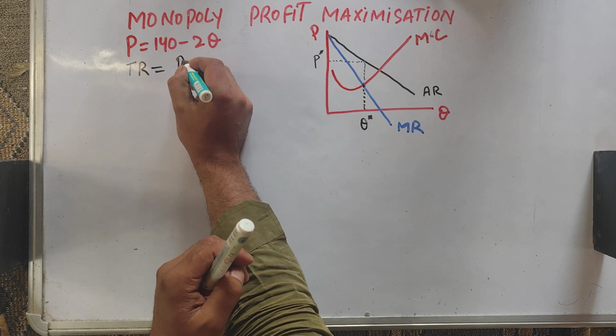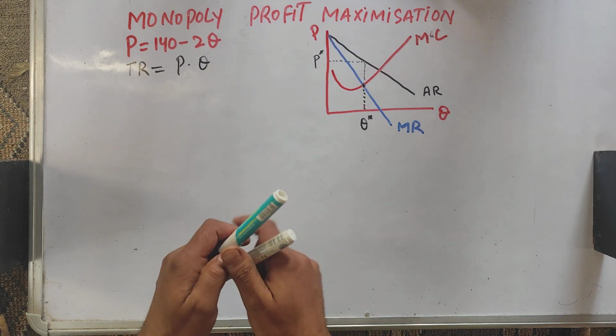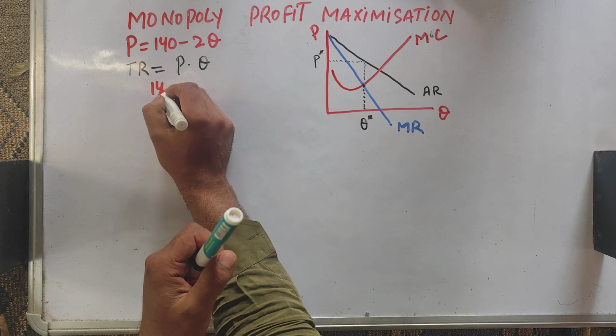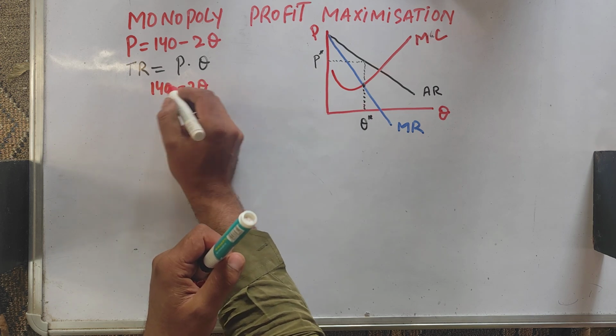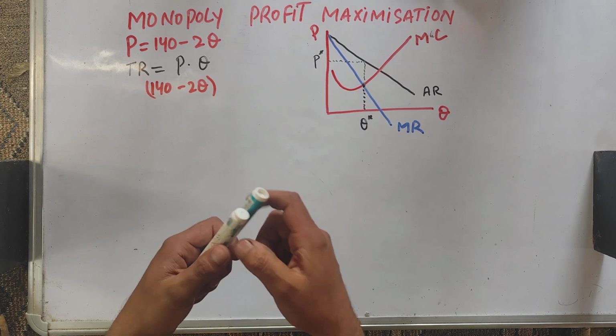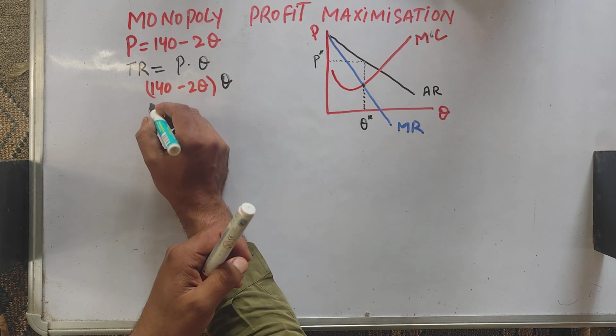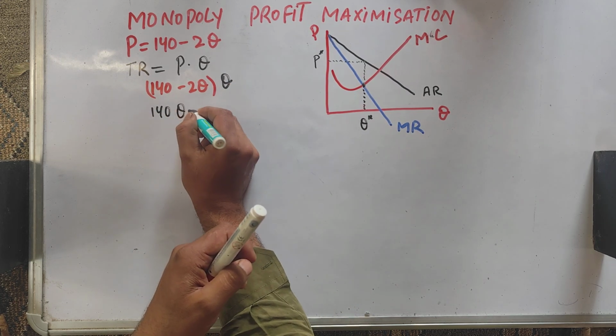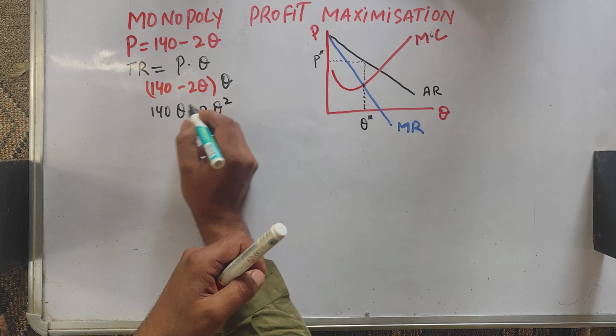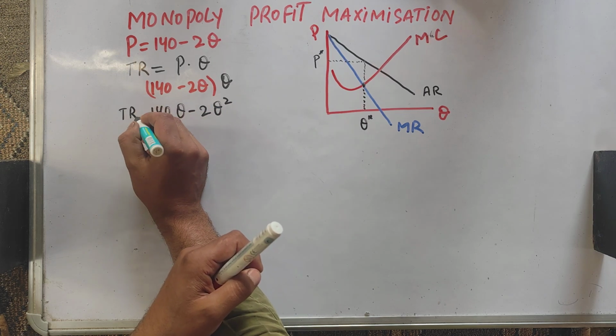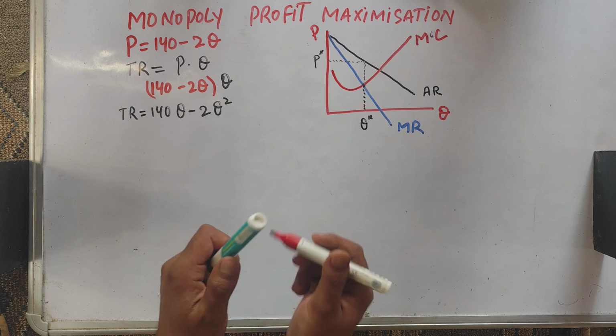Total revenue, as we know, is price times output. That is, price is 140 minus 2q. This is our P, and we multiply it by q. So we will get 140q minus 2q square. That will be our total revenue function. Now let us find out the marginal revenue.